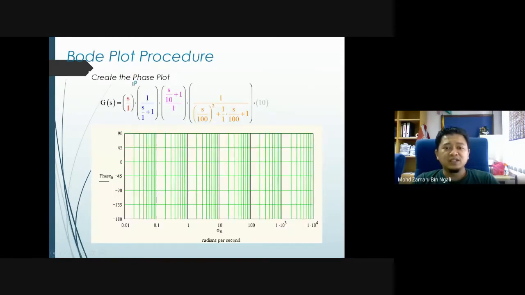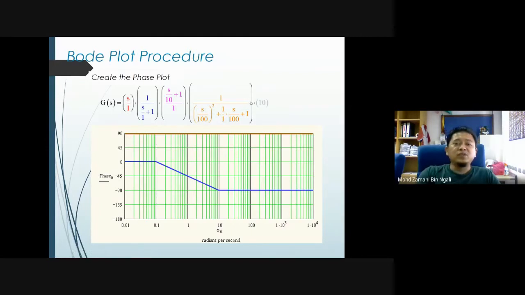So these are our constituent parts just now. We use the same colors: red, blue, magenta, orange, and also gray, for these 5 parts. We start with red. If it is s at the top side, at the numerator, s only, s over 1, so we draw a straight line at 90 degrees. That's it.